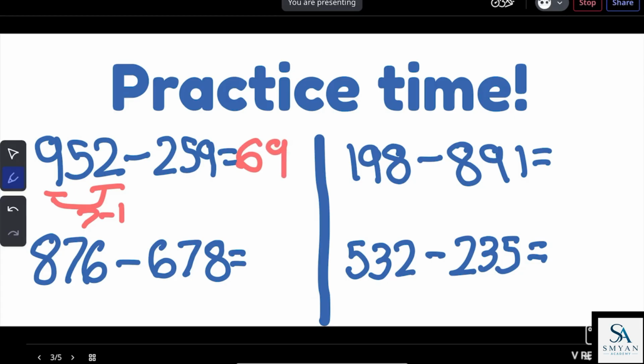And then our next step is to do 9 minus 2. Okay, and then we're going to do 10 minus that number. So 9 minus 2 is 7 like before. And 10 minus 7 is a 3. So our answer is 693.